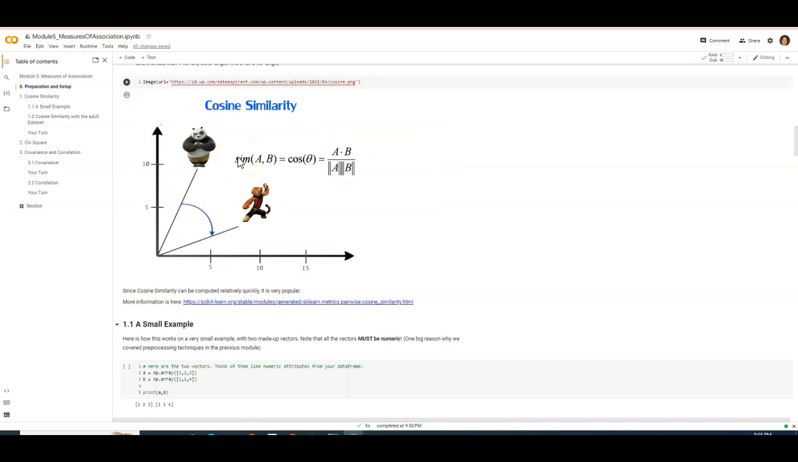So how does this work mathematically? For cosine similarity, we can find the similarity between A and B, which is the cosine of theta, which is this angle here, the blue arrow, by generating the dot product of the vector A and the vector B. And we'll look at how to generate a dot product in a little bit. And then we divide that by the vector A multiplied by the vector B.